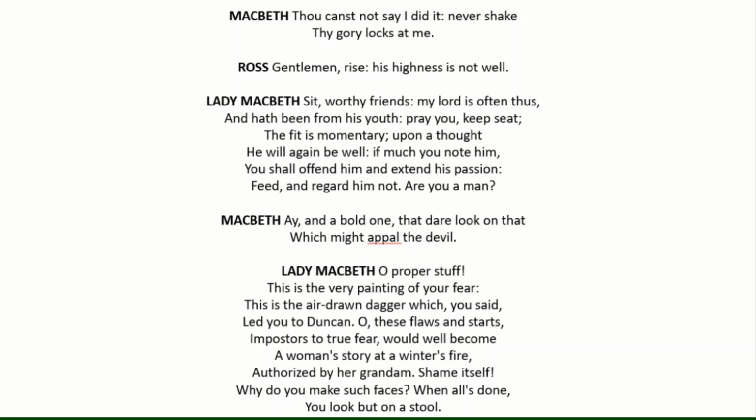Lady Macbeth says, sit down, sit, worthy friends. My lord is often thus, and hath been from his youth. Pray you keep seat. The fit is momentary. Upon a fort he will again be well. If much you note him, you shall offend him and extend his passion. Feed and regard him not.